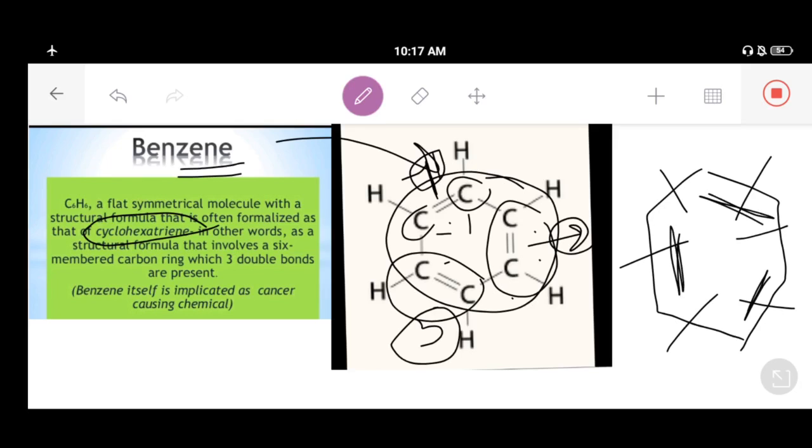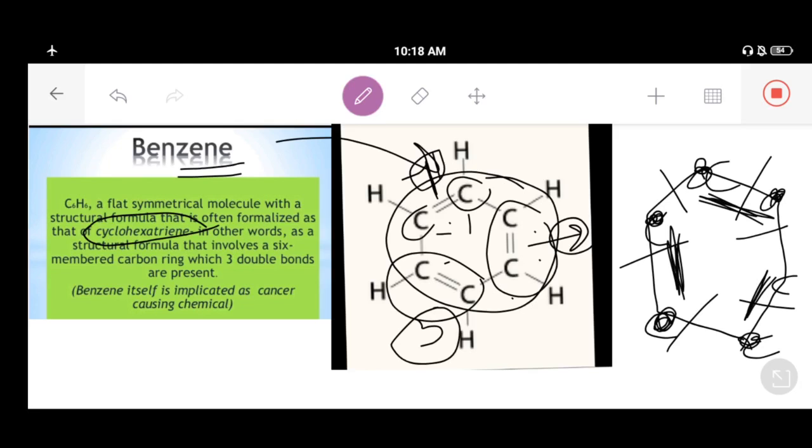That's why I told you this is carbon, here is also carbon. This is a carbon double bond. Here's a carbon, here's a carbon, that's a carbon double bond. So that's why this benzene is also called cyclohexatriene, and in other words, as a structural formula it involves a 6-membered carbon ring. The first carbon, the second carbon, the third carbon atom, the fourth carbon atom, the fifth carbon atom, and this is the sixth carbon atom. That's why this is a 6-membered carbon ring with 3 double bonds. So one double bond, second double bond, and third double bond are present.